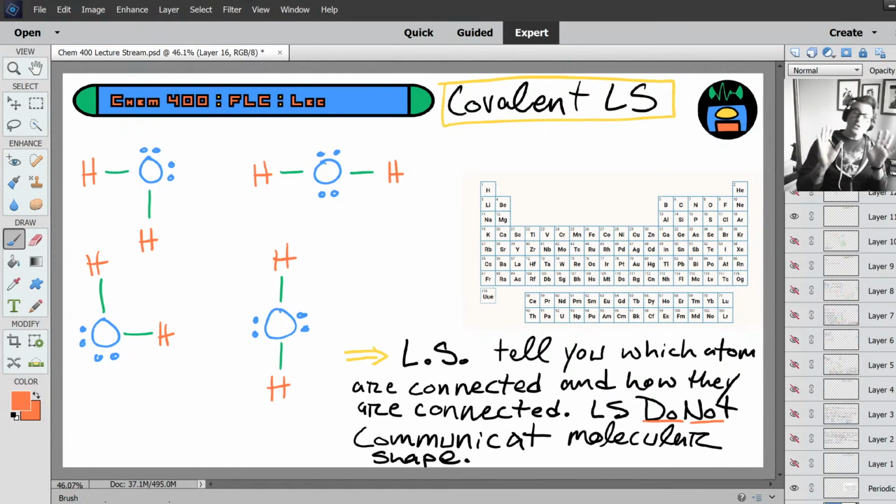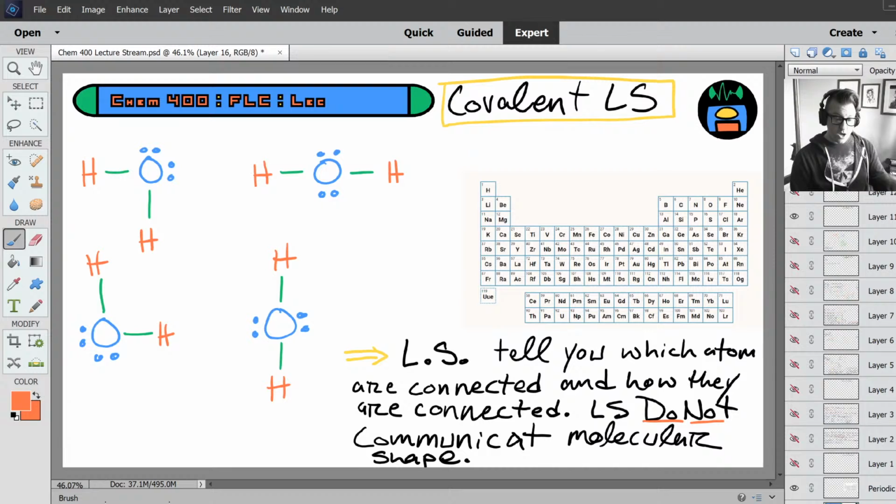So they tell you which atoms are connected and how they're connected. So for example, looking at these 4 Lewis structures that I've drawn on this page for water, you can see that all of them have oxygen as the central atom, and that oxygen has a single bond to 2 different hydrogens and a lone pair. Each one of these communicates that information, and that is all a Lewis structure can communicate. A Lewis structure does not tell you anything about the shape of the water molecule. It just tells you what's connected to what and how they're connected. So it does not matter how you draw the Lewis structure, because a Lewis structure never communicates shape.